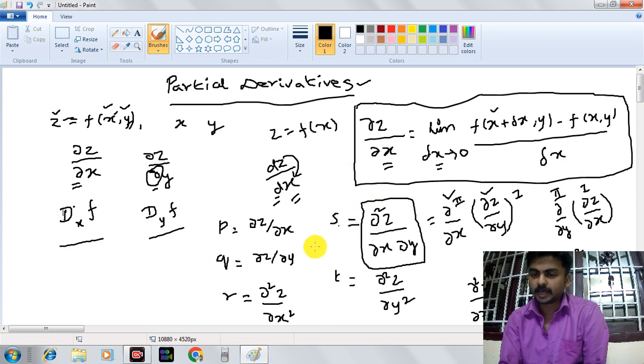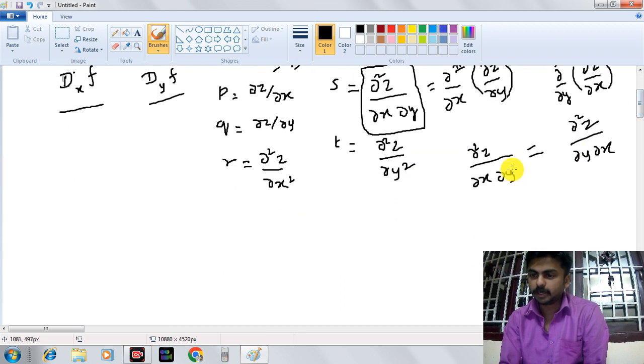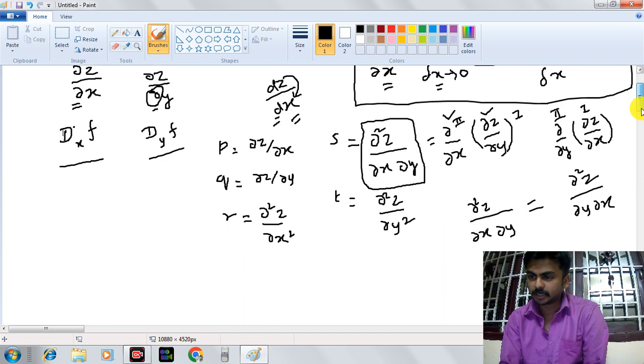Also here there are some notations, that is p equal to dou z by dou x, q equal to dou z by dou y, r equal to dou square z by dou x square, s equal to dou square z by dou x dou y, t equal to dou square z by dou y square. So here dou square z by dou x dou y equal to dou square z by dou y dou x under some certain conditions.